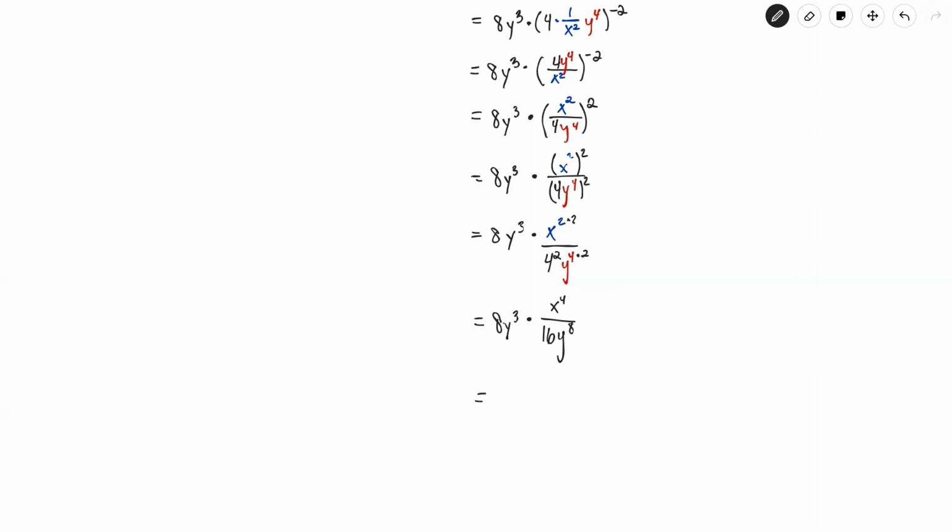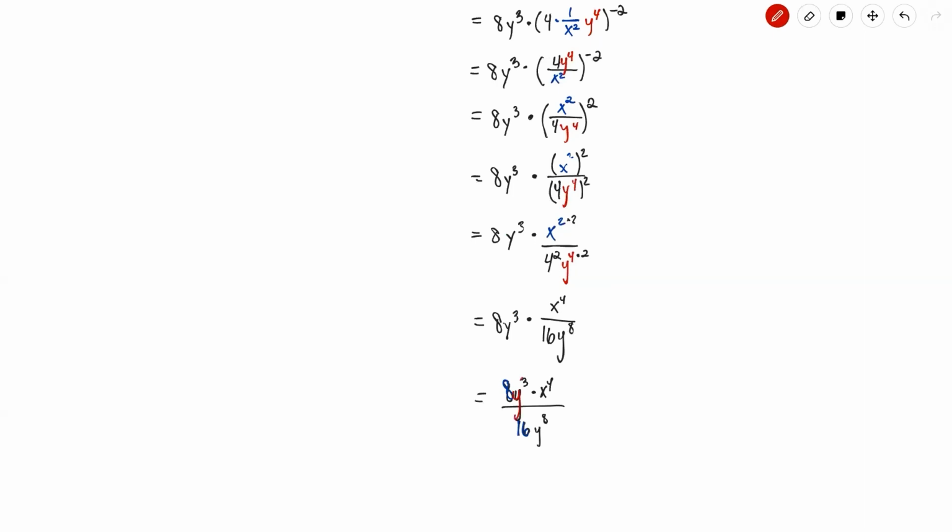Let's put it up in my numerator because we know how to multiply fractions straight across. So 8y cubed times x to the fourth power over 16y to the 8th power. Now we just need to simplify these individually. Of course, the 8 can simplify with the 16 because that's just 1/2. That's just 1 over 2. We know how to simplify fractions.